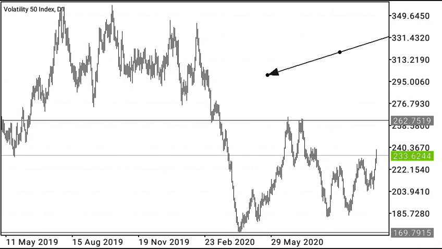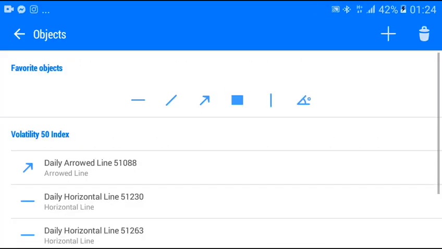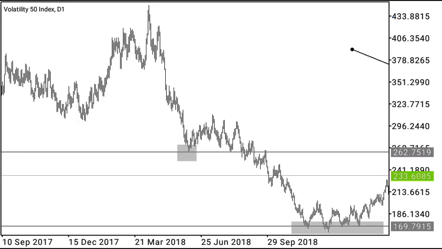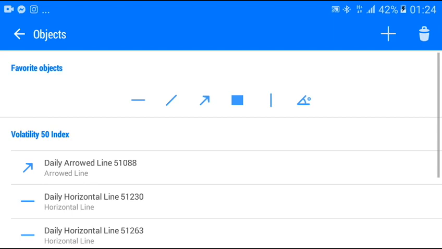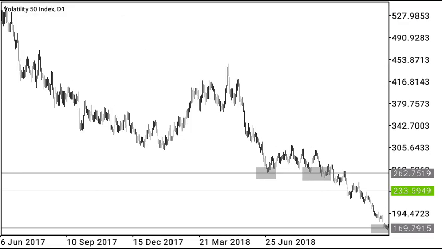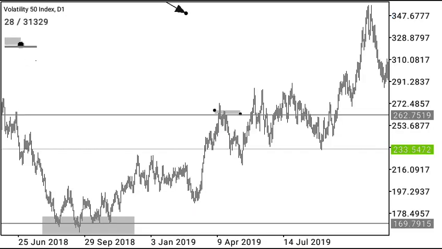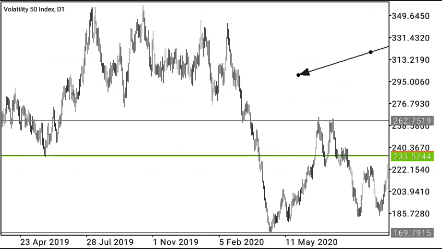Okay, let's go back to what happened previously and see. Okay, guys, here it turned. It turned here again. Let me go back a little bit. Okay, I can't go back. It turned even here. Then here it broke this one and it went all the way down back to 169.